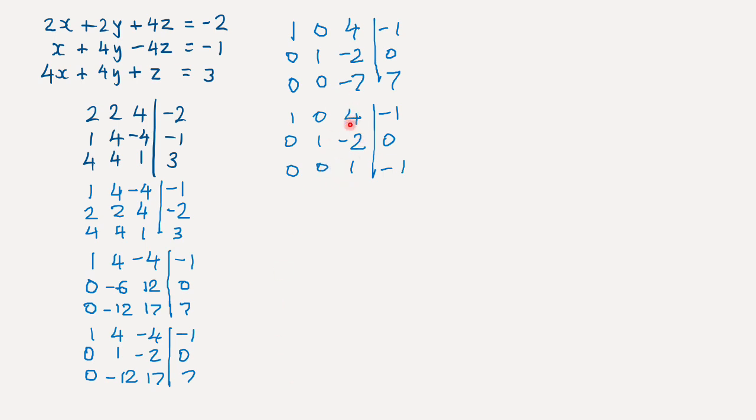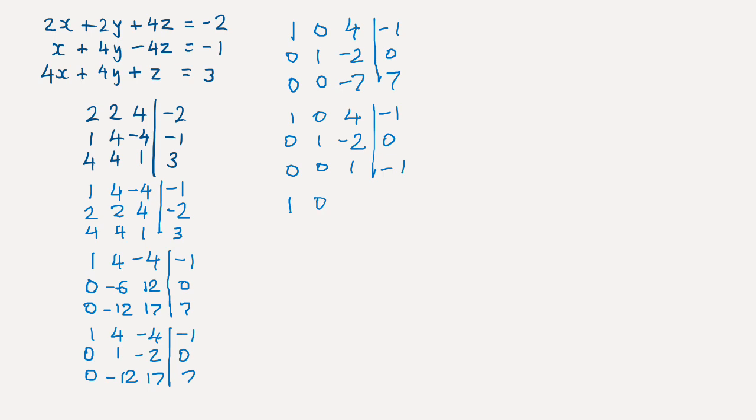Okay, we're nearly there. We need zeros here and here. To get a 0 here, if we subtract 4 times the third row, we'll get a 0 up here, and we need a 0 here, so if we add 2 times the third row, we'll get a 0 there. So let's do that. So we're taking the first row and subtracting 4 times the third row.